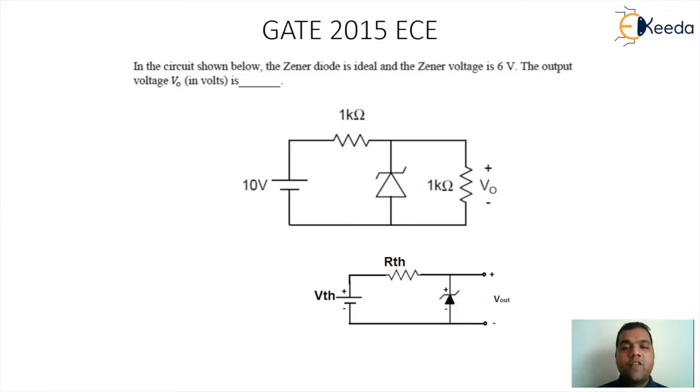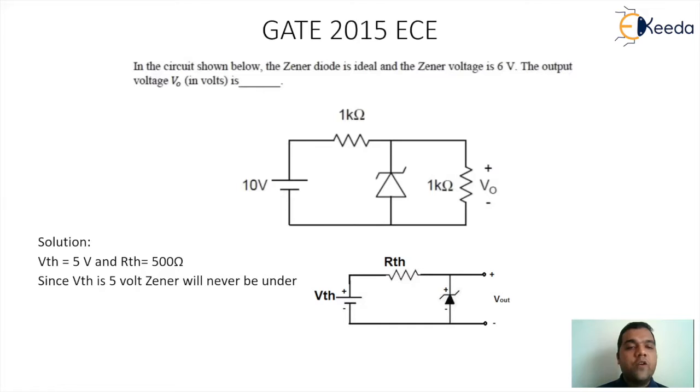So the first thing is we will find the value of VTH and RTH. In the solution, the value of VTH will come as 5 volt and the RTH will come as 500 ohm. How? The value of VTH is the voltage across the second 1 kilo ohm resistor, which will be 10 volt into 1K divided by 1K plus 1K. So the value of VTH will come as 5. The RTH value will be 1K parallel with 1K, so it will be 500 ohms.